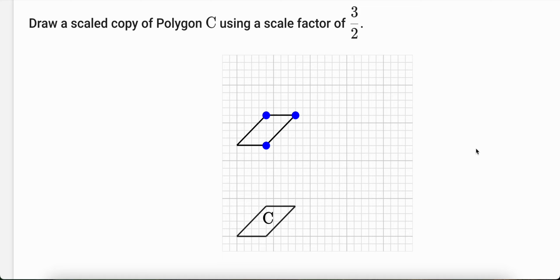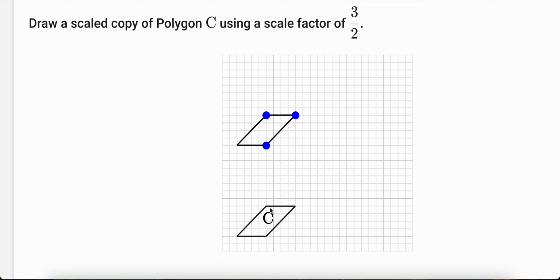All right, this problem says draw a scaled copy of polygon C using a scale factor of 3/2. Before I draw my scaled copy, I want to look at the shape and try to see some features that are going to help me draw it. I notice I have horizontal segments that make the top and bottom of the shape, so that's going to be helpful. And then, of course, I have diagonal segments that are harder to measure, but I can still measure if I count up and to the right, or if I count down and to the left, and use those vertical and horizontal measurements to find those distances.